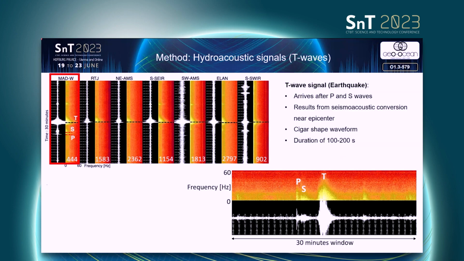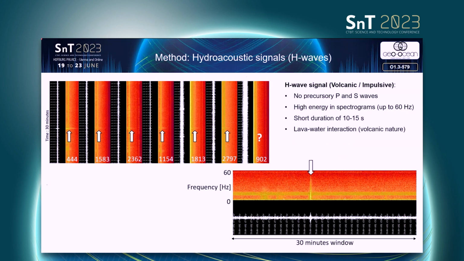There is another type of wave which is called an H wave or the volcanic or impulsive signal. It is very short, showing sort of a delta function feature. It is a short duration and it reaches up to the 60 hertz frequency range. And such waves also travel over a longer distance. Our interpretation says that these waves are generated by the hot lava and seawater interaction on the seafloor.